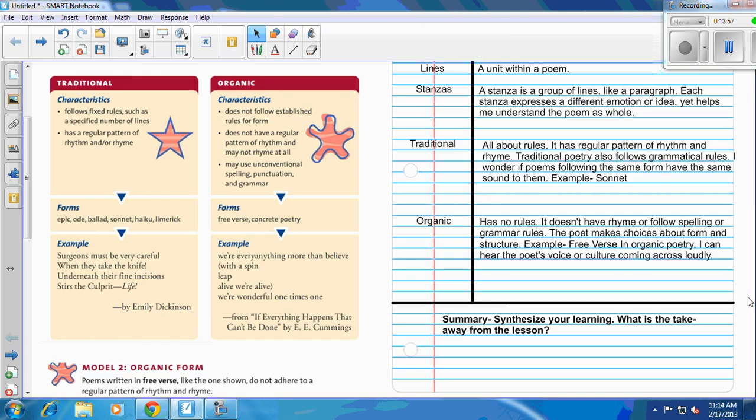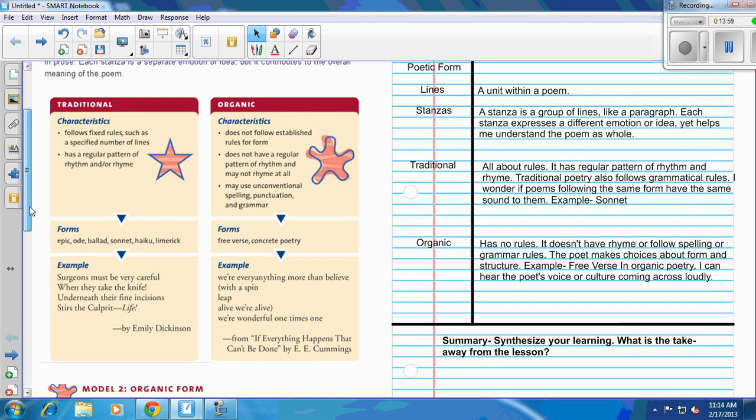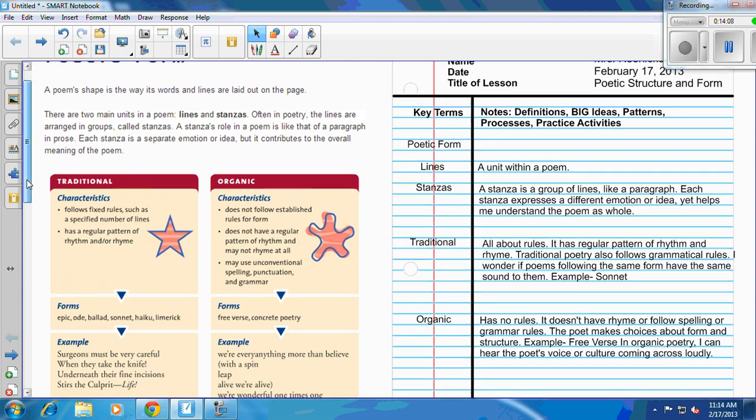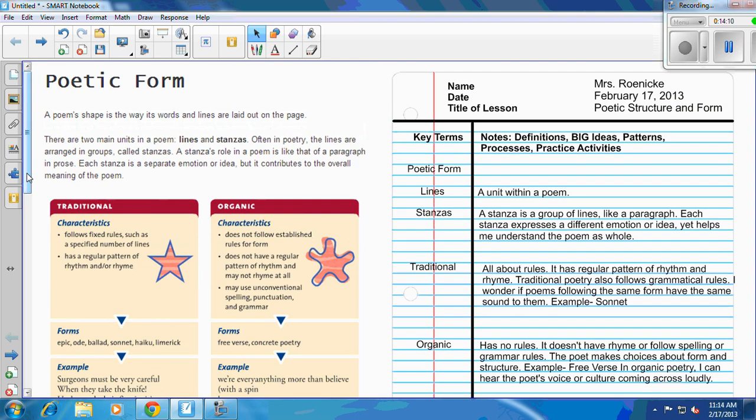Okay, so I have some pretty good notes, right? I have an idea of what lines, stanzas, and the difference between traditional and organic poetry are. I want to come back now to the definition of poetic form. So I think that poetic form is, from what I'm learning, up here we have the shape of the words and lines, but I think it's more than that. I also think it's the way it's written and the rules it's following.